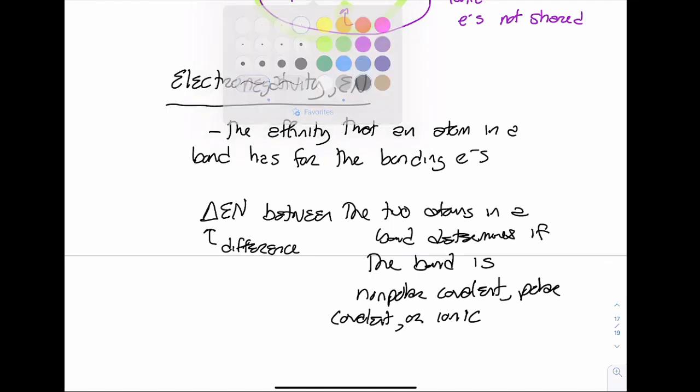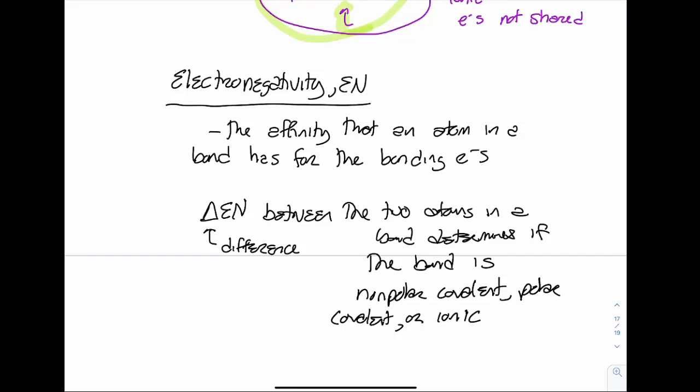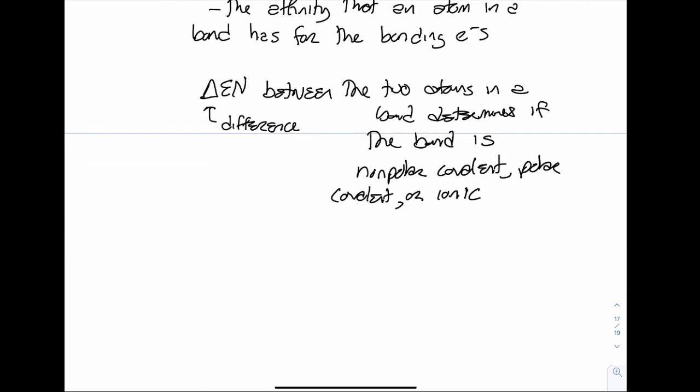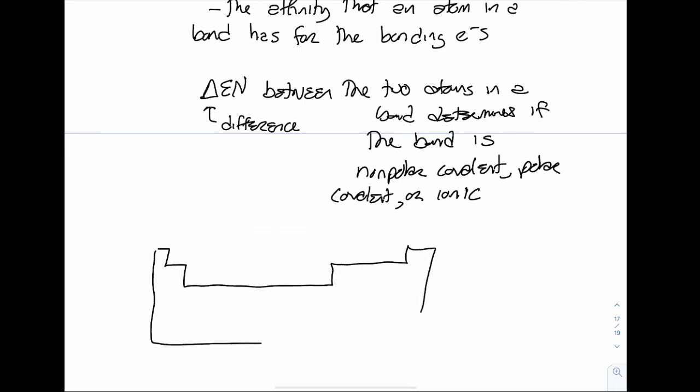I'm not worried, there are numbers, if the difference is greater than 2 or between 0.4 and whatever. I'm not so worried that you know those numbers. I just want you to know that that is the difference between what type of bond we have. And then I do want us to be able to determine if a bond is going to be non-polar covalent or polar covalent. That we do need.